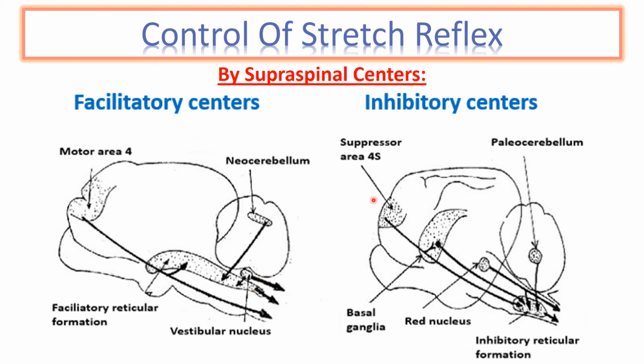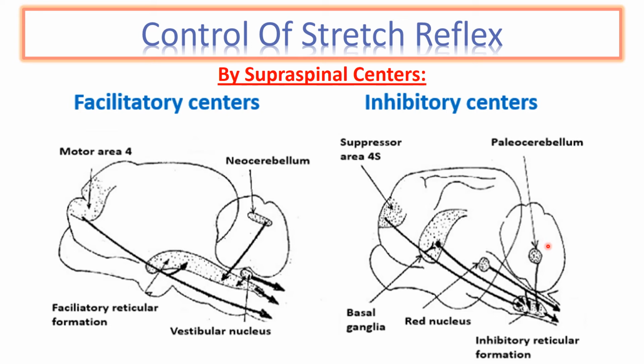What about the inhibitory areas? Another area in the cortex is called the suppressor area. It's a small strip in front of the cortical motor area, called area 4S, not area 4. 4S means suppressor. Suppressor means inhibitory, means inhibition. So it's an inhibitory center in the cerebral cortex. The other area is the paleocerebellum. Here we mentioned the neocerebellum is facilitatory, but the paleocerebellum is another part of the cerebellum, and it is inhibitory.